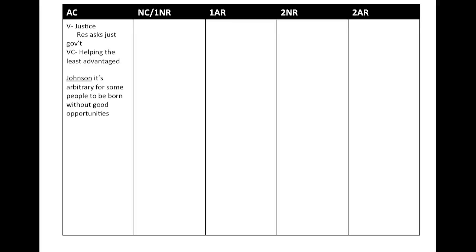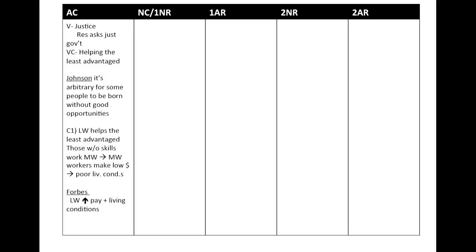So once again, value justice, criterion helping the least advantaged. And let's say they just ran one contention, and that being that a living wage helps the least advantaged, because those without skills are those who are going to work the minimum wage in the first place, and people who are working the minimum wage don't make a lot of money, which means they're in poor living conditions. And let's say then that they had a piece of evidence from Forbes which said that a living wage would increase pay and living conditions, thus it would help the least advantaged.